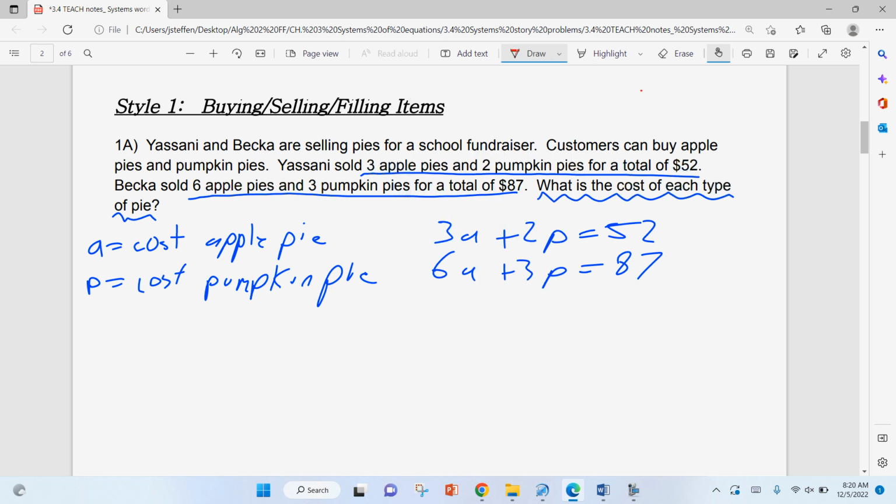This one's set up really nicely for elimination. It doesn't really matter how you want to do that. Actually, it doesn't matter how, but I think it's going to be easiest to multiply this equation by -2. So that is -6a minus 4p is equal to -104. Now, I know some of you, from here, just cancel these like this, because you wrote it down here. If you want to do that, that's fine. I like to stick with the theme of my 3x3 problems we did last week. I'm going to rewrite everything just to make it nice and clean. You don't have to. Whatever you want to do is fine.